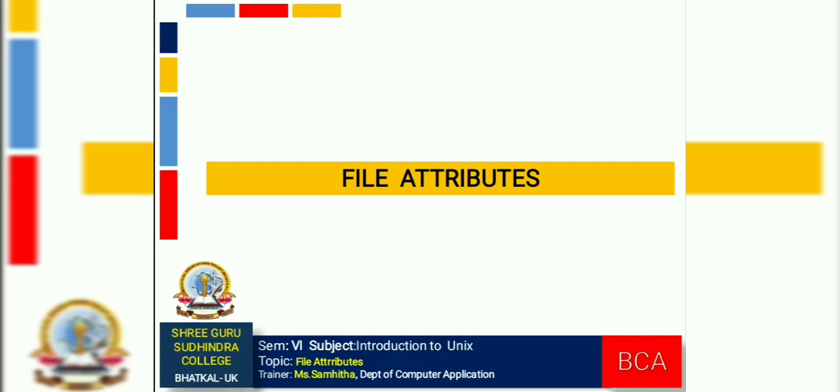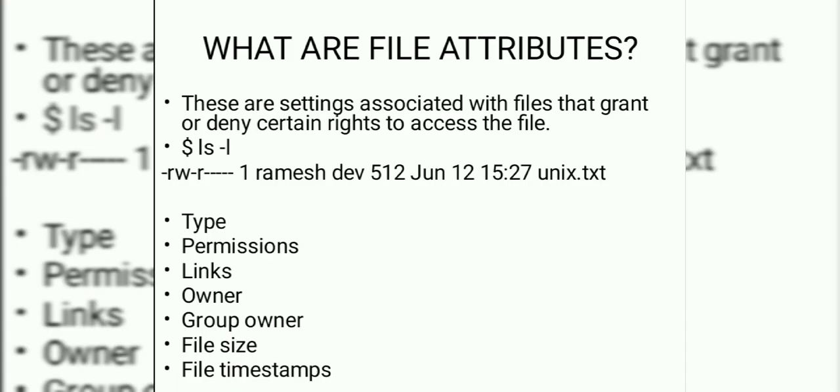Welcome to the revision session of Chapter 3, File Attributes. A file attribute is a specific condition in which a file or directory can exist. It describes how files and directories in a file system behave. The ls command with the -l option is used to list the file attributes.